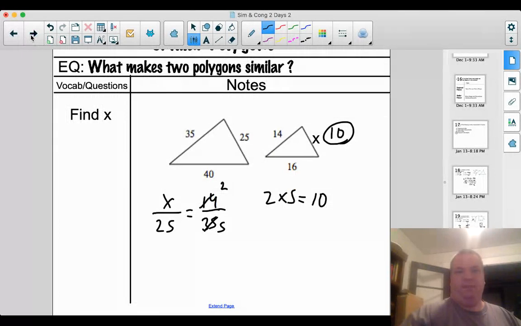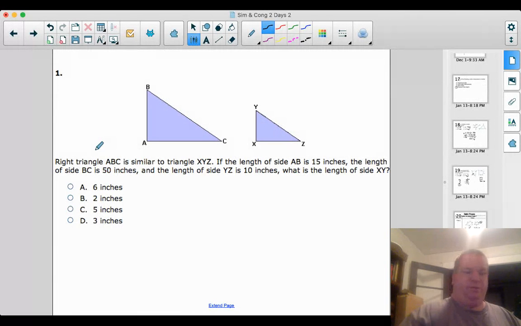Okay, so we're going to go through some examples here. I'm going to pause it, and these are all multiple choice. So you're going to have a chance to decide A, B, C, or D and vote, and we'll see how we do. Okay. So in this case, right triangle ABC is similar to XYZ.